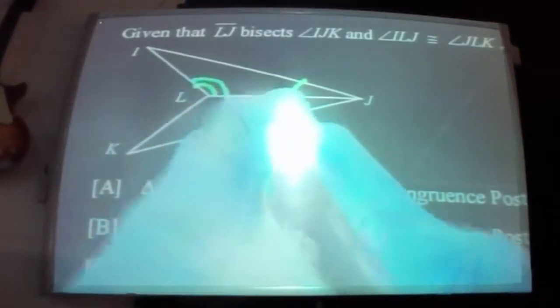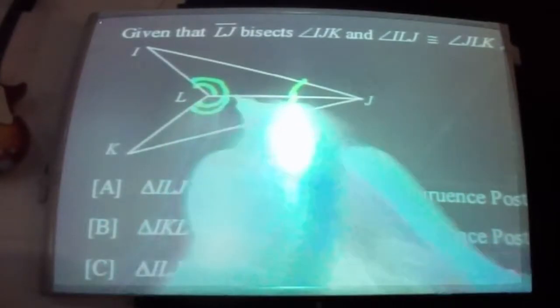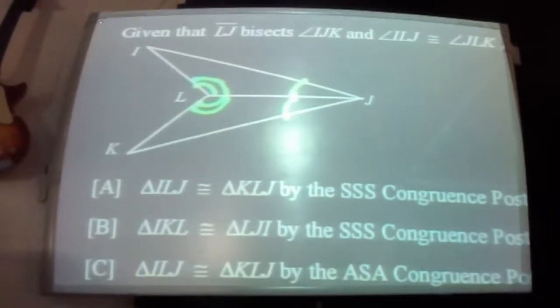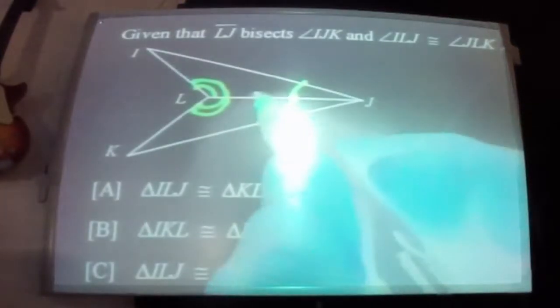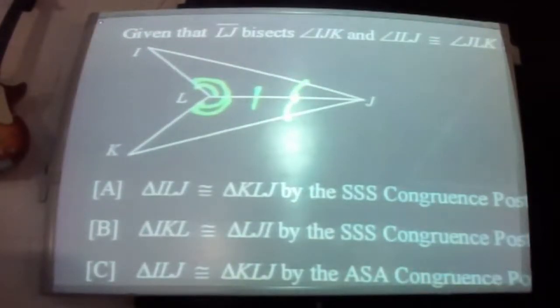That's all they're going to give you. You're going to have to see for yourself something else. What is it that you probably need to see here? All we got is two angles. That's all they gave us. They are next to each other, so they're sharing that LJ side. So then we do have a side. You have two angles and a side.